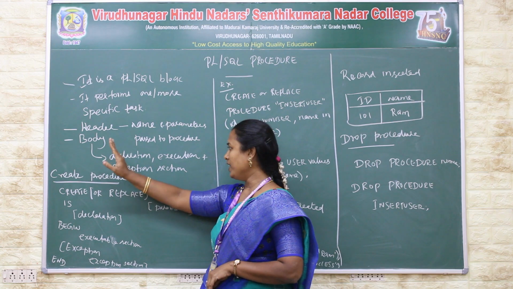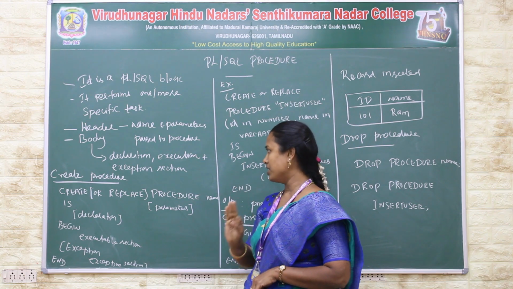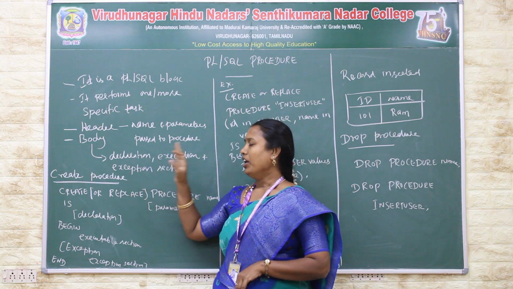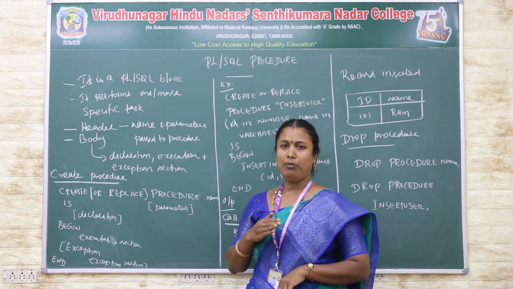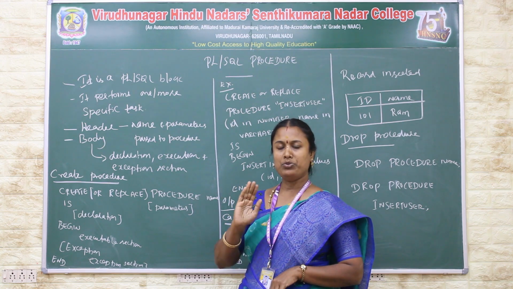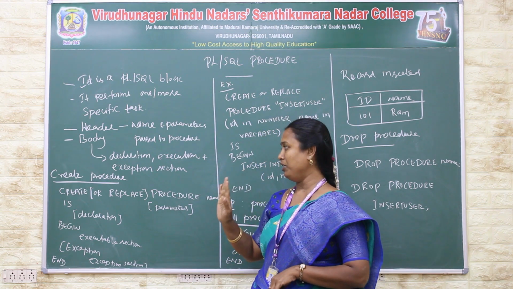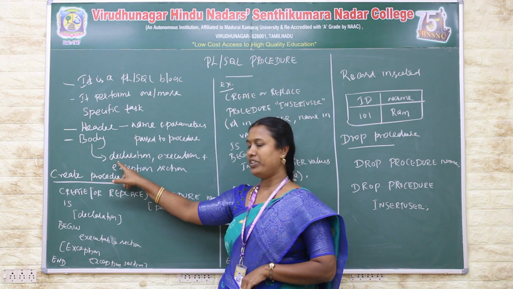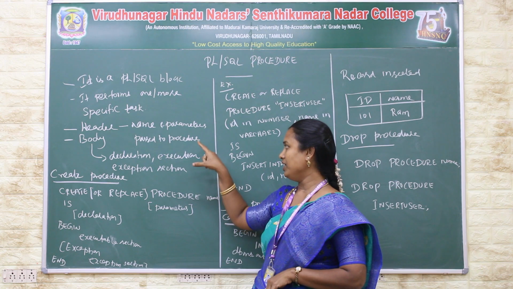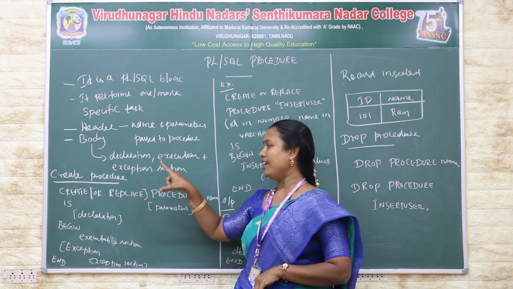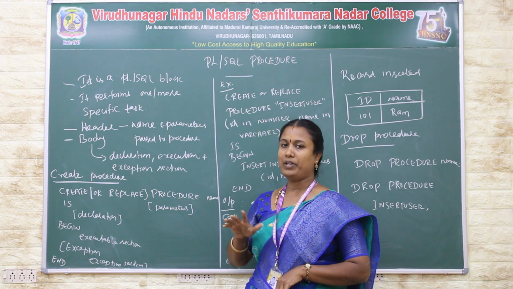Next is the body section. The body section contains three parts: declaration section, execution section, and exception section. What is declaration? For the task we are going to implement in this procedure, we need some variables, and before using any variable you should declare it. So the declarations you use in your procedure are specified in the declaration section. The executable code written in the procedure is written within the executable section. Then the exception section is not compulsory, it is optional. Whenever you want, you can use it; otherwise you can leave it.